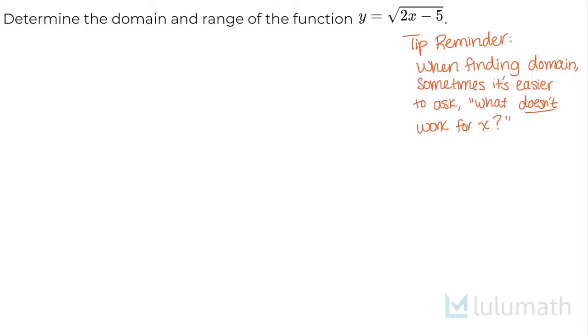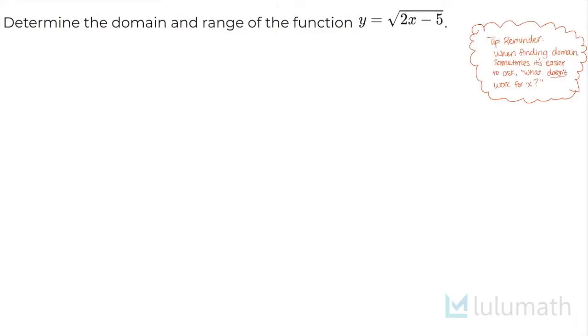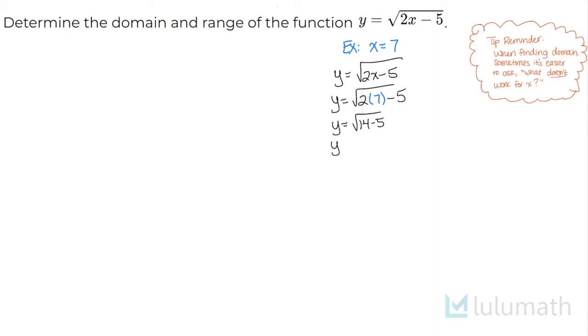Just a tip reminder that when we find domain, sometimes it's easier to ask what doesn't work for X, what's not going to give me an output when I plug it in. So when we're asking ourselves these questions, let's try some examples. Let's try X equals 7. We would do y equals the square root of 2x minus 5, but instead of x, I would replace it with 7. Then 2 times 7 is 14, and 14 minus 5 is 9, so the square root of 9 is 3. I get an output that actually works.